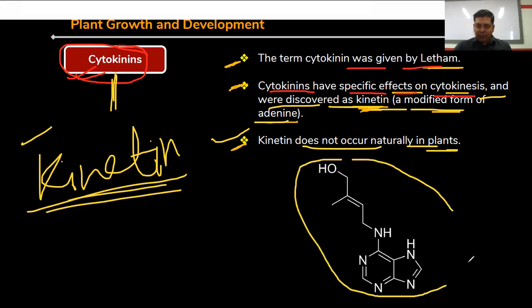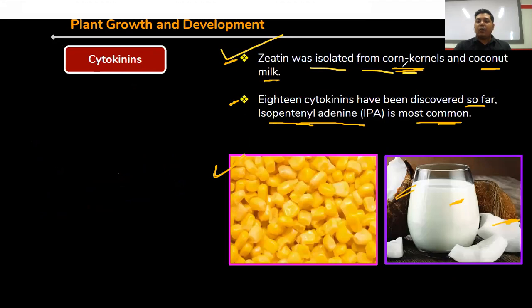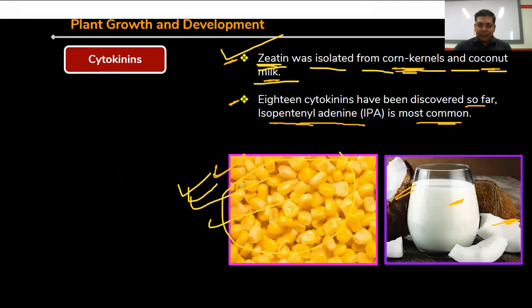This is the structure of the cytokinin. Here, zeatin was isolated from corn kernels and coconut milk. So after kinetin, the next important type of cytokinin plant growth hormone is zeatin, right? And this zeatin is extracted from corn kernels. This is maize, right? And if we separate all the seeds, they are called kernels, right?